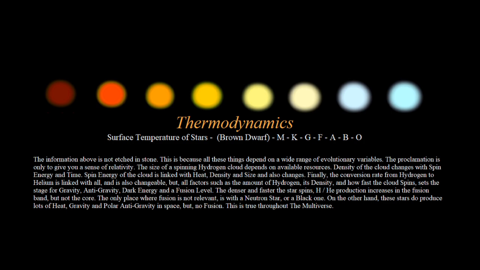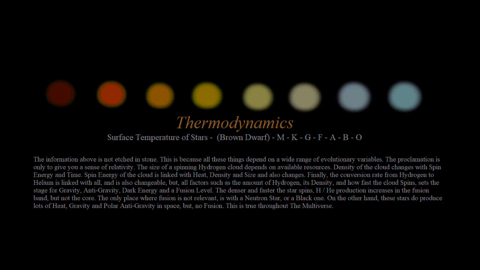The denser and faster the star spins, heat production increases in the fusion band, but not the core. The only place where fusion is not relevant, is with a neutron star, or a black one. On the other hand, these stars do produce lots of heat, gravity, and polar anti-gravity in space, but no fusion. This is true throughout the multiverse.